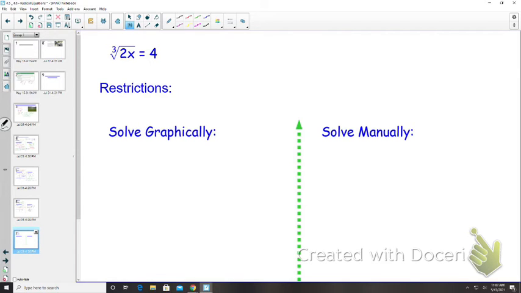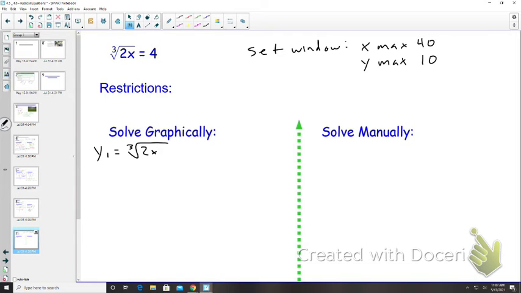Okay, so I'm going to let you guys graph this first, and we will see if we have any restrictions on this function. Okay, so when you set your window on your calculator, we want it at x max 40 and y max 10. Okay, and our y1 is going to be the cube root of 2x, and our y2 is going to be 4.